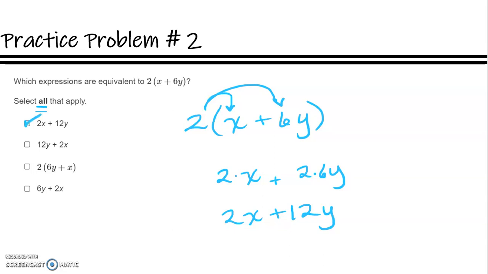This one is equivalent. This one is also equivalent. Yes, it does not matter that the 12y was written first because of the commutative property. This one is also equivalent because all they did was switch the order inside the parentheses. That's okay. This last one is not, because we need to have 12y, not 6y. So you would not want to check that one.